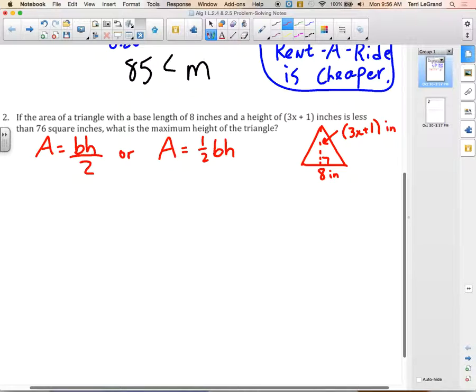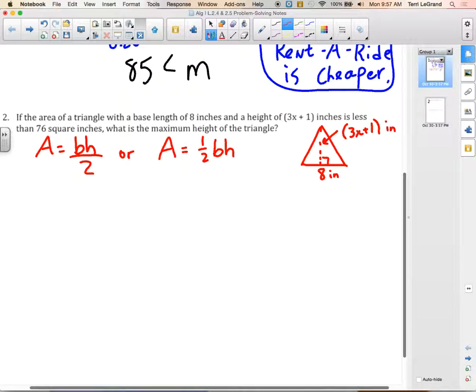So, okay, so now what we can do is it says the area though is less than 76 square inches. So depending on which one you want to use, you're going to plug in 76 where? Where's that 76 going to go in? For A. Okay, what are we going to put in for B? 8 inches. 8. We don't have to use the inches in our work. And then what are we going to put in for H? Okay, 3x plus 1.